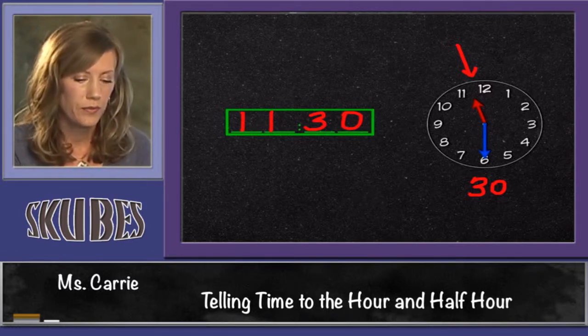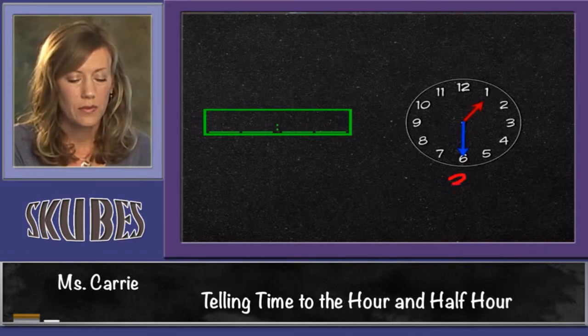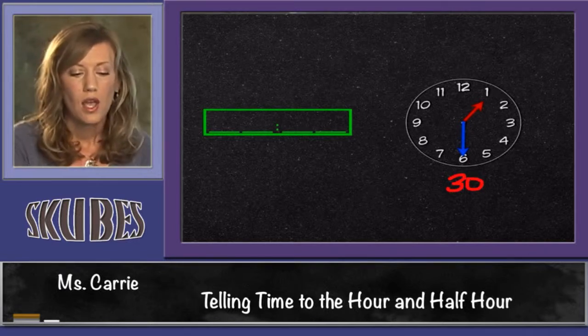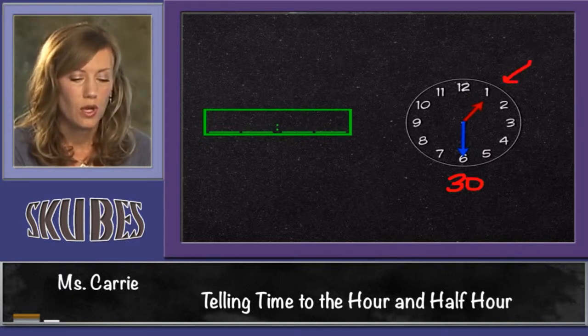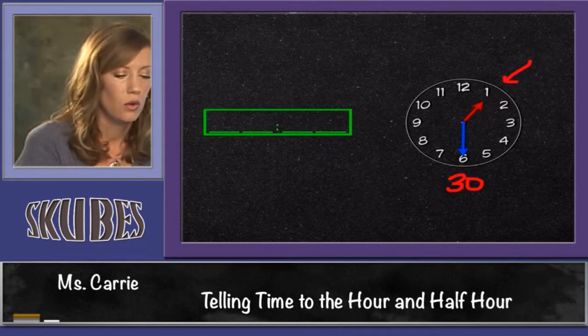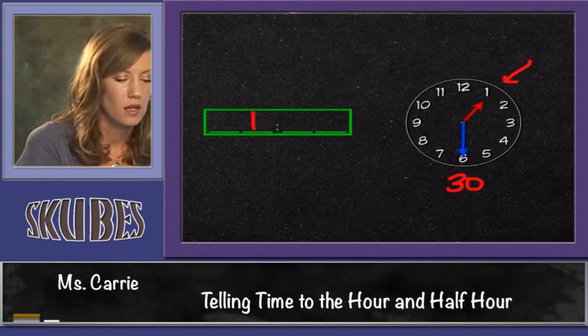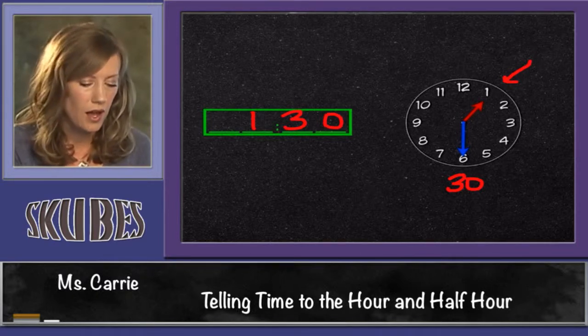Let's look at another one. Right here we have the big hand on the 6, so remember that means 30 minutes after, and we have the smaller hand between the 1 and the 2. That means it's 30 minutes past 1 o'clock, or we can say 1:30.